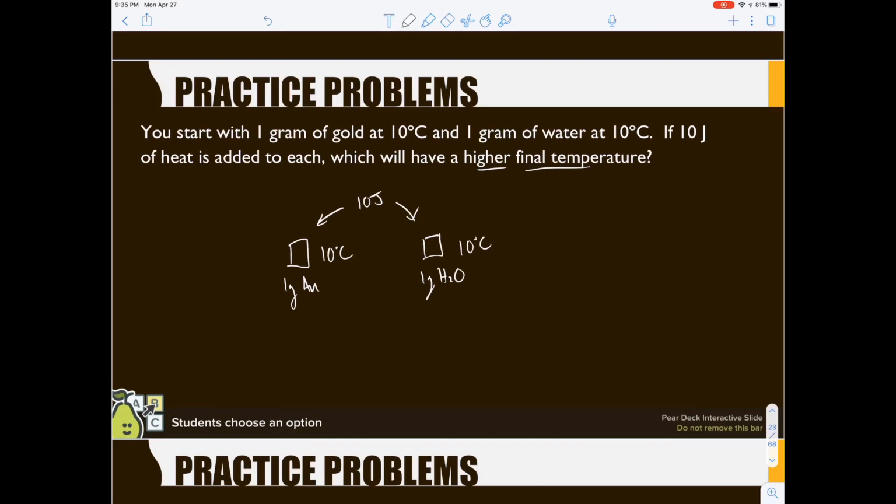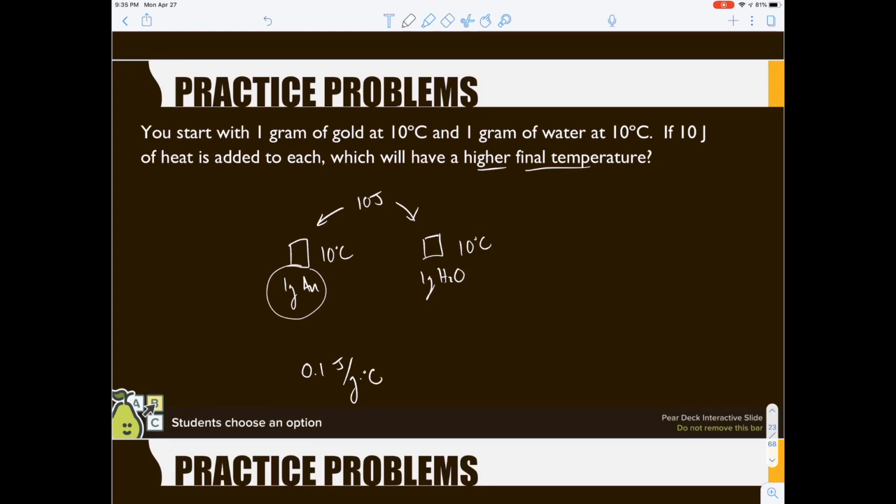Okay, if we add 10 joules of heat to each, which will have a higher final temperature? Yeah, good. It's the gold. The reason is gold has a lower specific heat capacity, which means that less heat is required to change the temperature of 1 gram 1 degree Celsius. I don't know exactly what gold's specific heat is, but I think it's like 0.1 joules per gram degree Celsius.